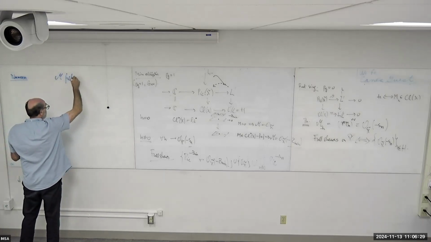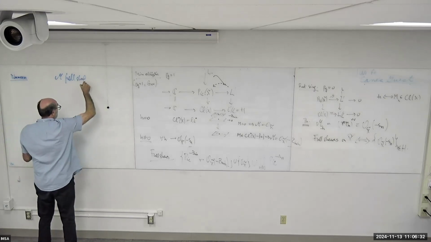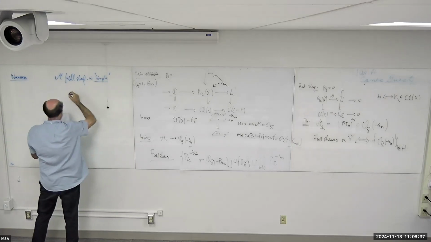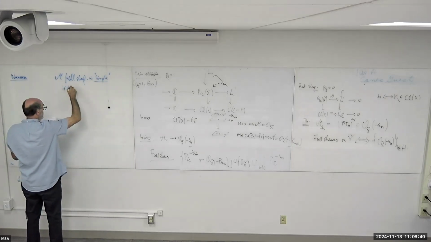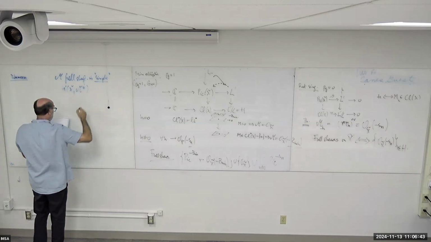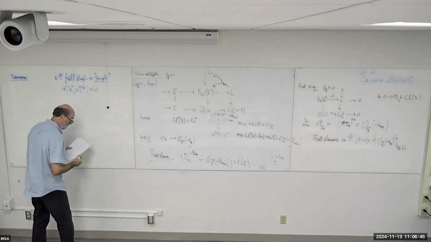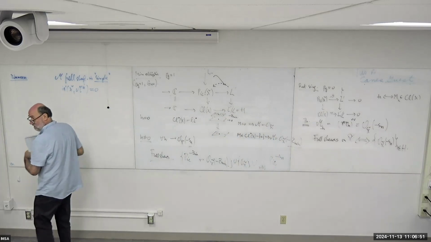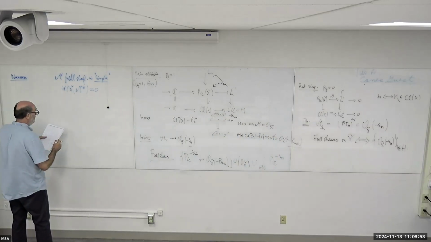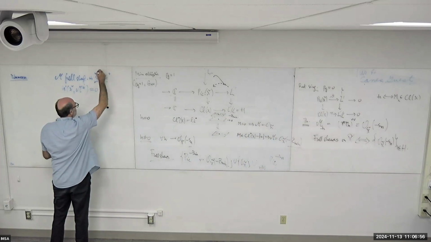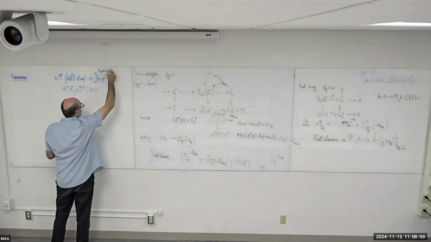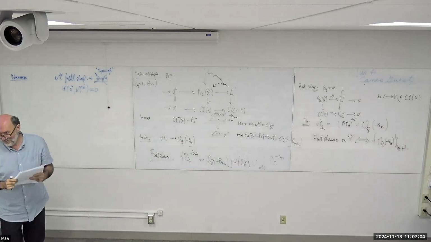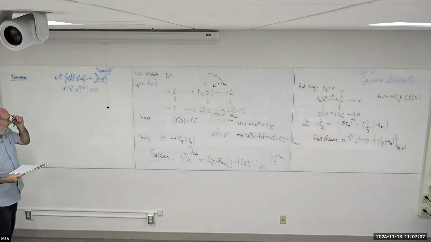M full sheaf is special if H1 of X tilde, we have one more additional homological condition. So what is here? What homological condition is special? Special, not simple. Sorry, I said simple, but it's not simple. It's special.